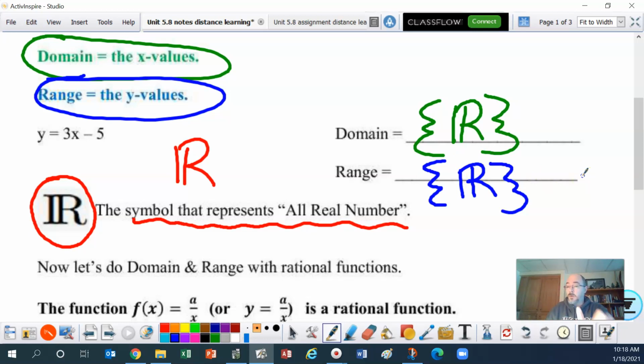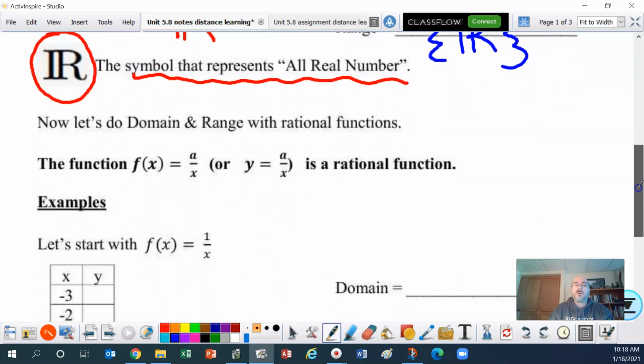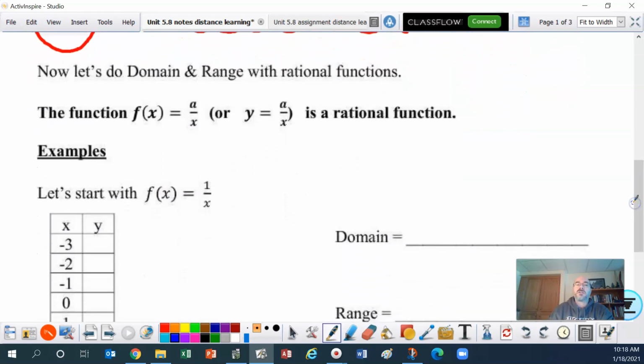That's the range and domain for a linear function. It should always be all real numbers for both of those. That will never change for a linear function. But now we're going to switch and look at rational functions.